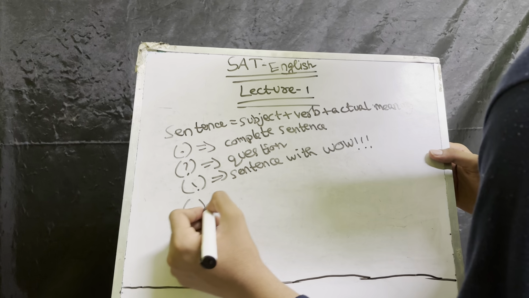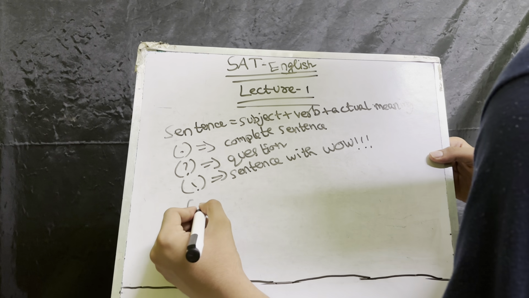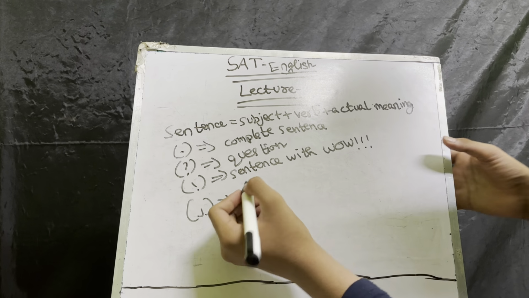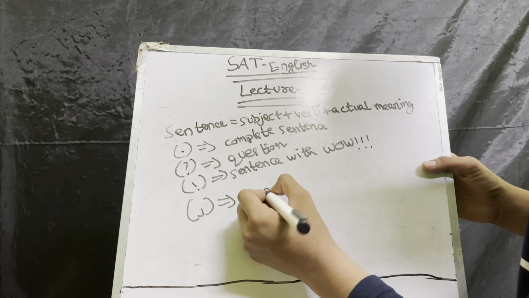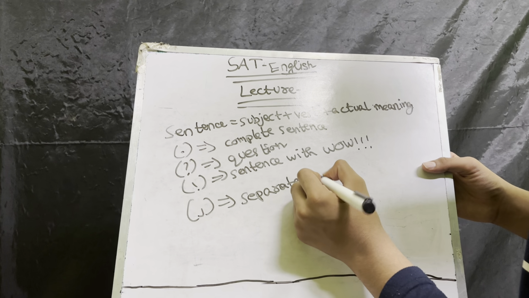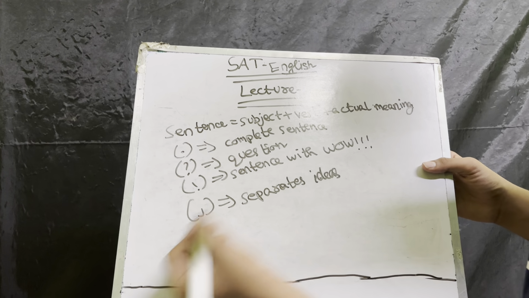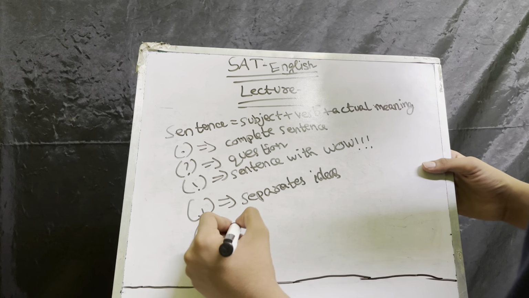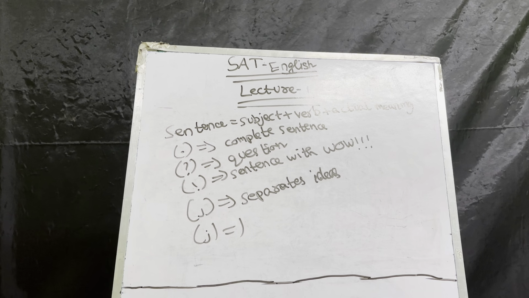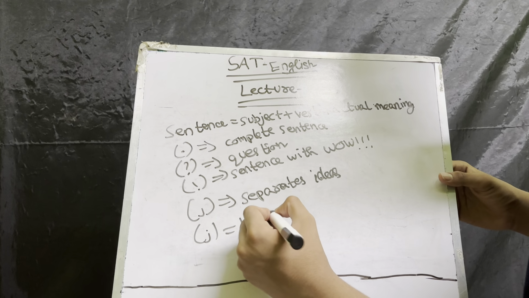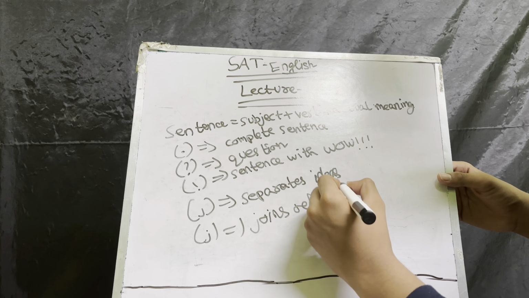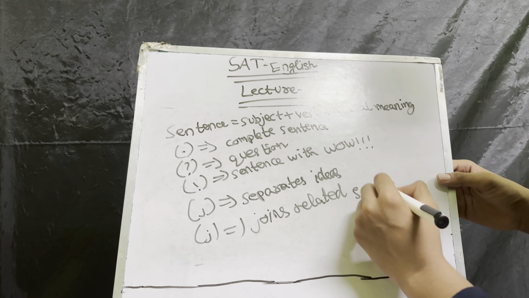So comma, okay, the comma is for separating ideas. So this separates ideas. Okay, and then now semicolon. Okay, so it joins related sentences.